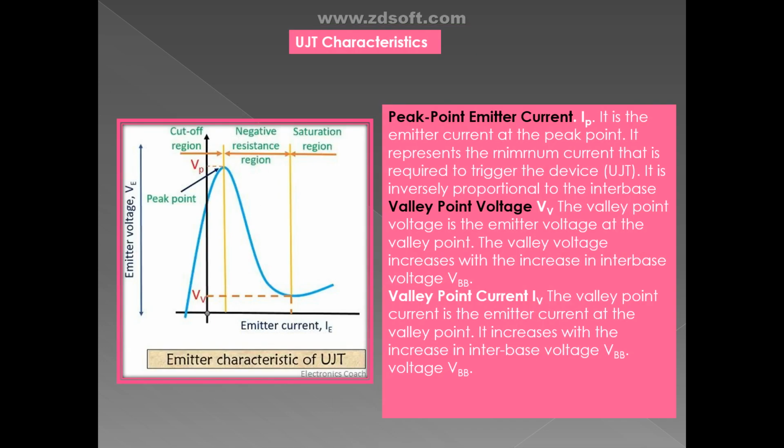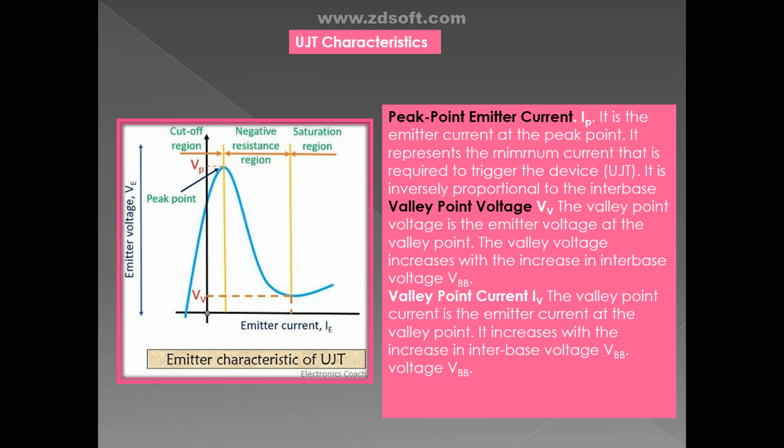Here is the characteristic of UJT. The curve between emitter voltage and emitter current of UJT at a given voltage VBB between the bases is known as emitter characteristic of UJT. Here we consider two important points on the curve, peak point and valley point. These 2 points divide the curve into three regions: cutoff region, negative resistance region, and the third one is the saturation region.